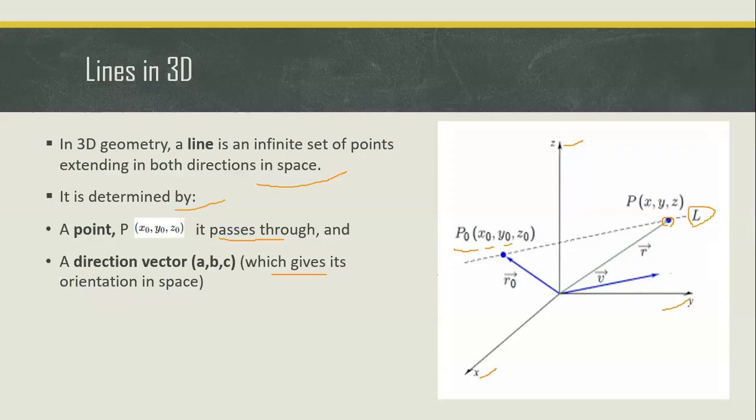So from this line going upwards, this is called the vector R0. It's from the origin to the point P0. And then we have the vector R, which is from the origin to any point on the line. In this case, it's the point P. And the vector V is showing you the direction in which the line moves.